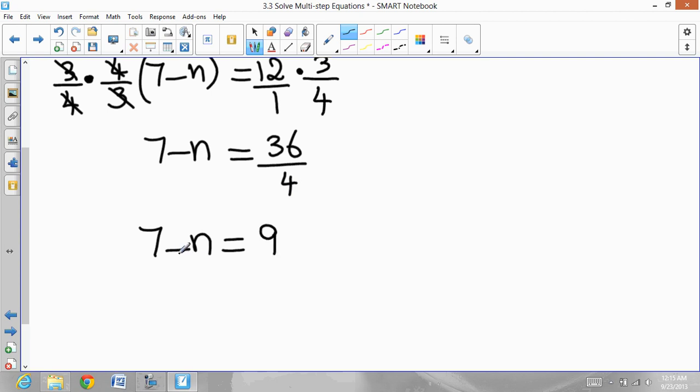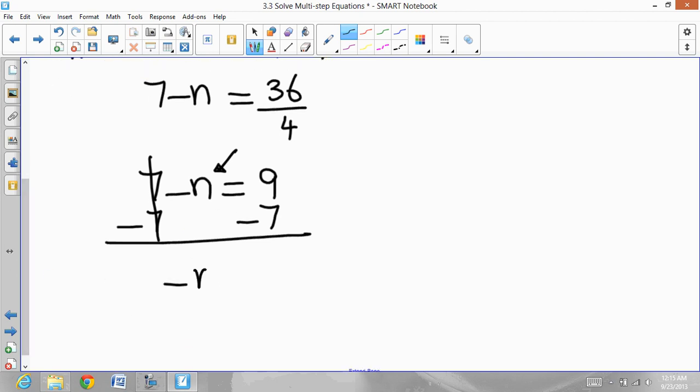Now I have to get rid of the 7 because I need to get the n to safety. The only way I can get rid of the 7 is to look at the sign before the number. This is a positive 7. Don't look at the sign after, look at the sign before. That's a positive 7. So let's go in with a negative 7 on this side and a negative 7 on this side. 7 minus 7 cancels out to give you 0. In this case, I'm not going to put a 0, just canceling them out. And negative n equals 9 minus 7, which gives you a 2.